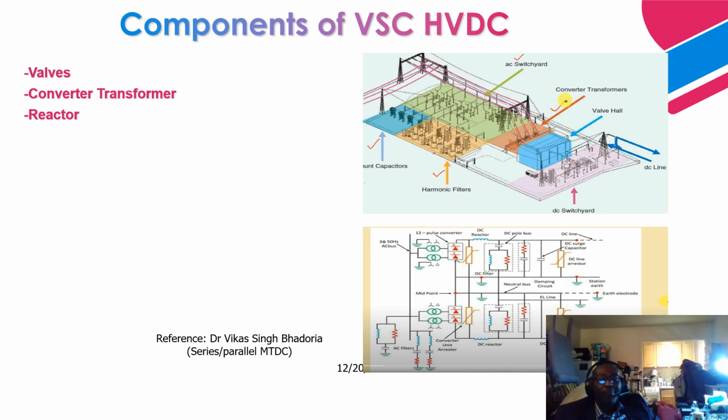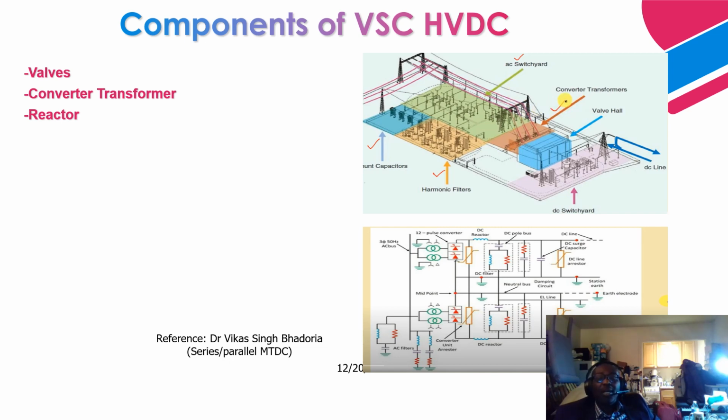We also have harmonic filters. Remember, I mentioned that the converters located in this valve hall create harmonics when they operate, and these harmonics need a place to flow. They flow to the AC grid, where they cause a lot of problems. Especially, they can cause heating in the transformer winding. They can also cause heating in rotating machines, motors, and such. So you need a harmonic filter that will filter these harmonics generated by the converters located in the valve hall.